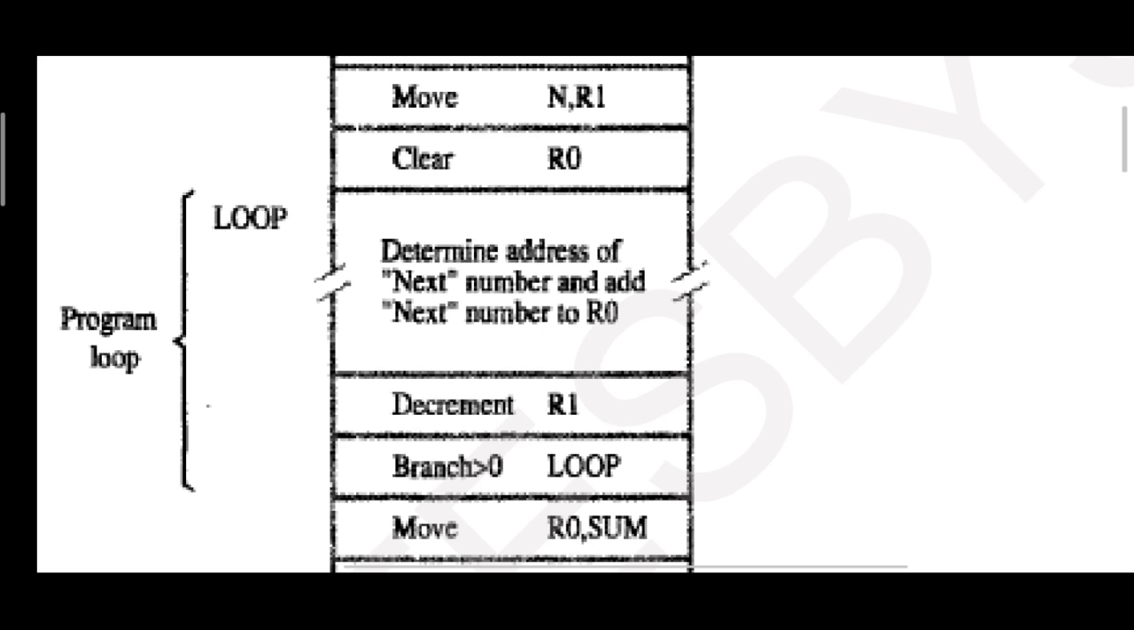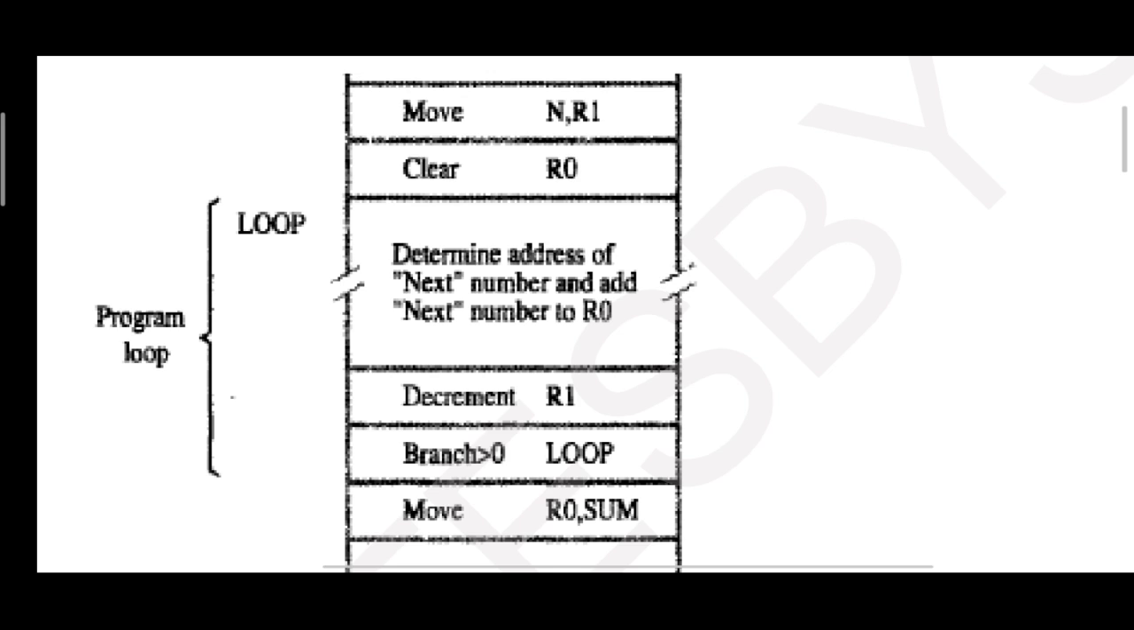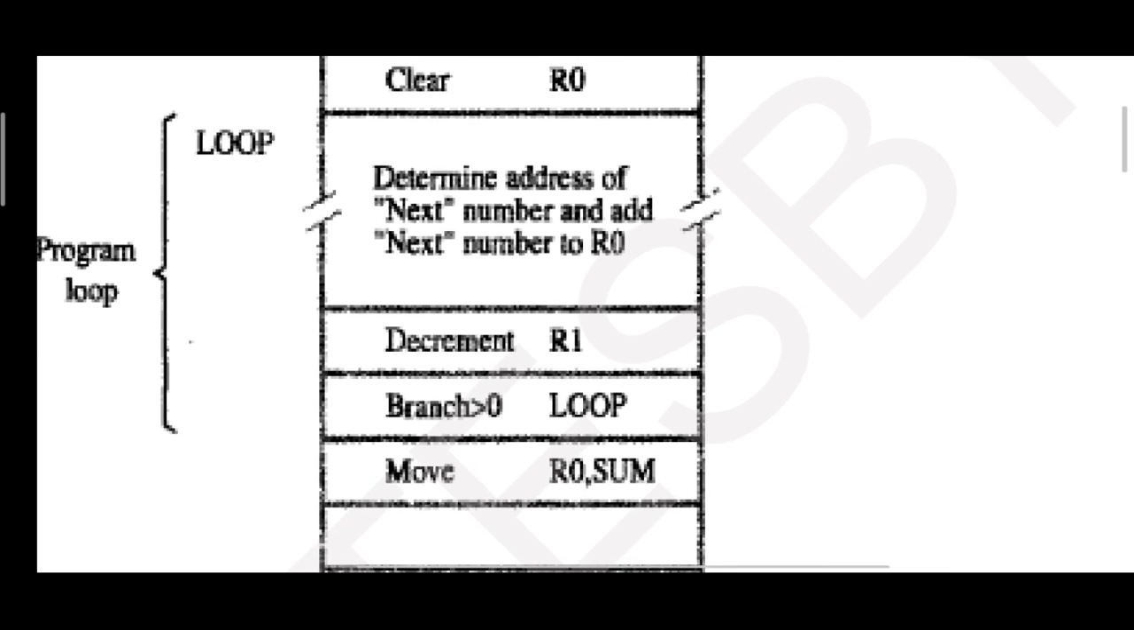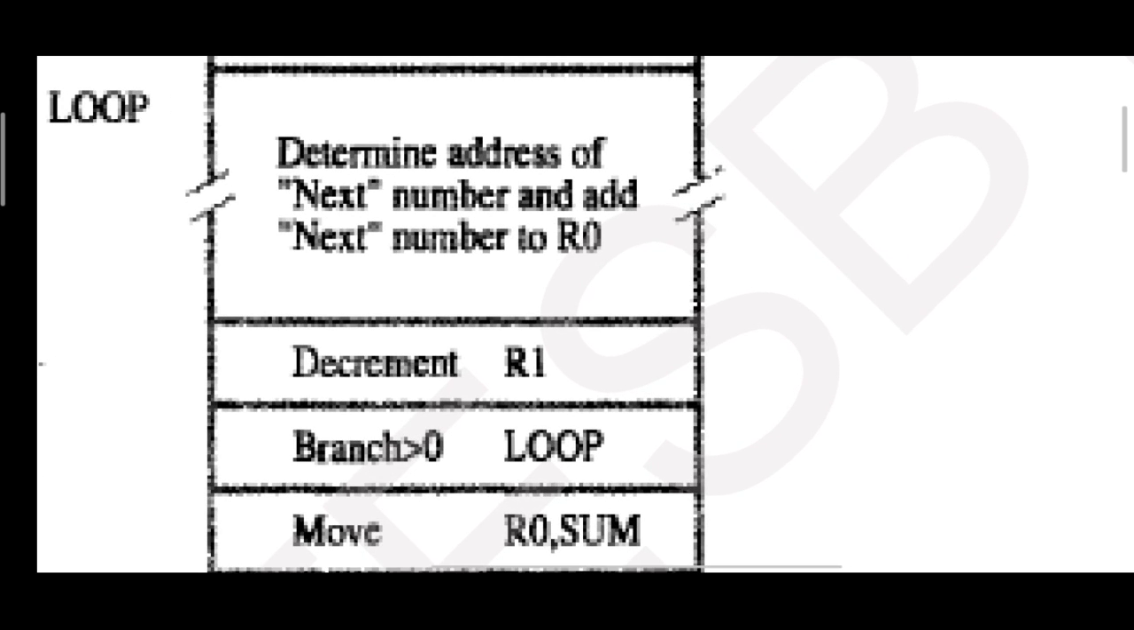Determine the address of the next number in the list. For the first time, the first number itself is the next number, next time it will be the second, and so on, and add the particular number to register R0. Okay, so we are supposed to use the add instruction here. So inside the loop, add so-and-so to R0. Then we have to find the next location as well. Those instructions we will see later, just go through the statement.